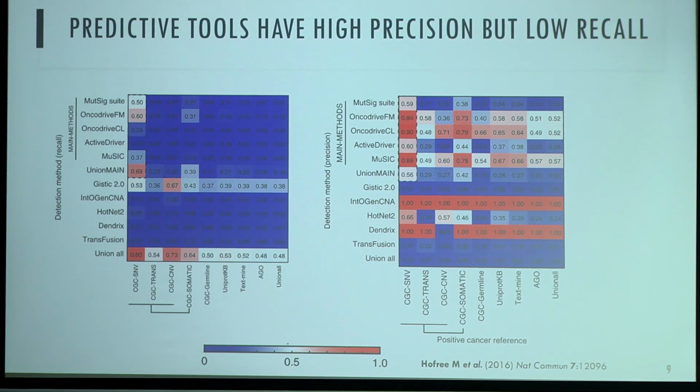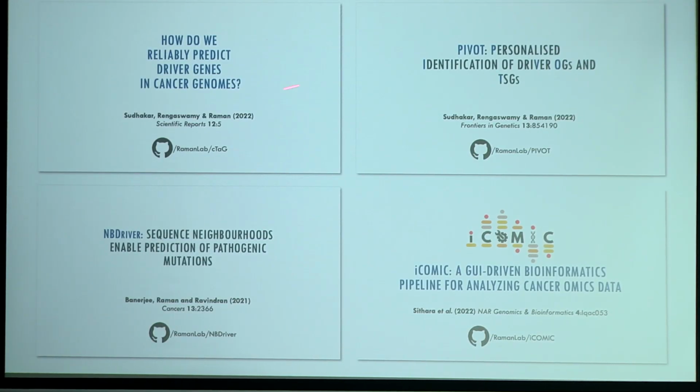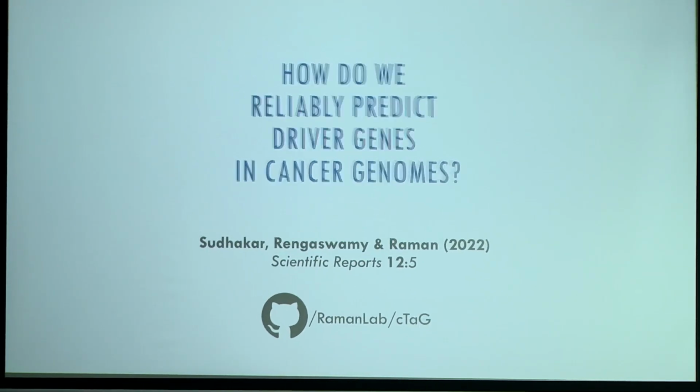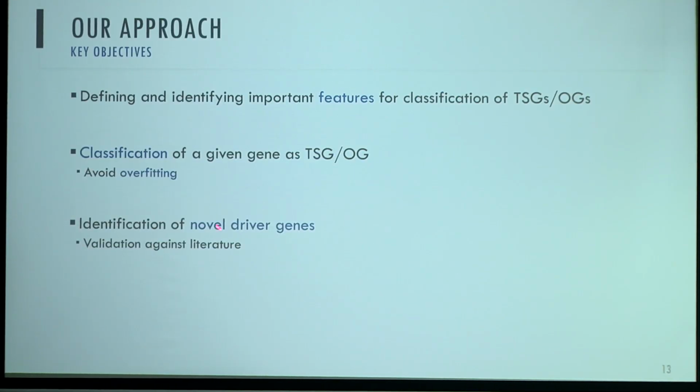So clearly there is a lot of room for improvement in these methods, and there is room for one more method. So our question is, how do we reliably predict driver genes in cancer genomes? I'm going to talk you through a few methods that we've developed. There is a method called CTAG, then a method called pivot, and if I have time, I'll briefly talk about this pipeline and this method as well. Just a couple of slides on each of these, but I'm going to focus my talk mostly around this particular piece of work today. So how do we predict driver genes in cancer genomes?